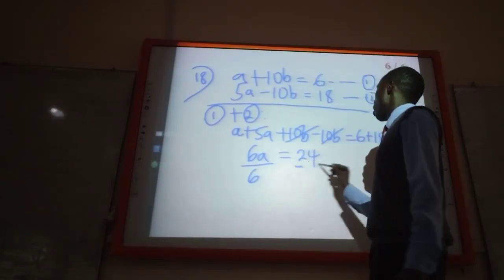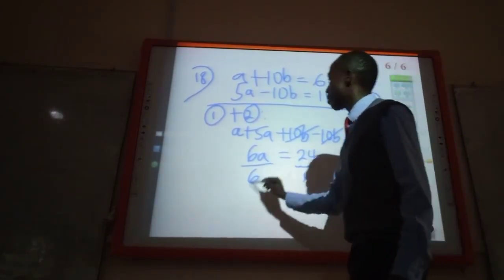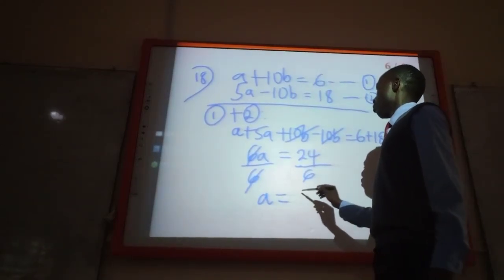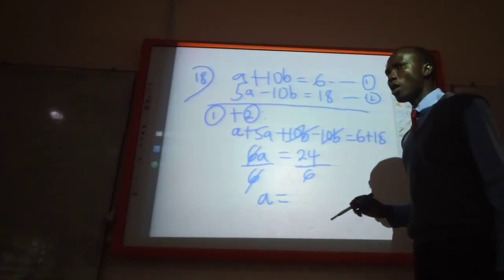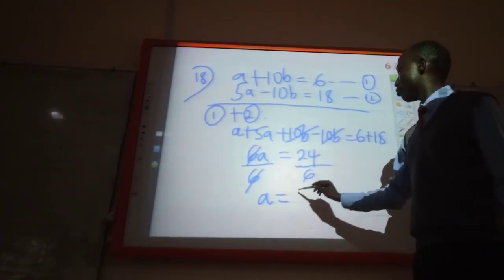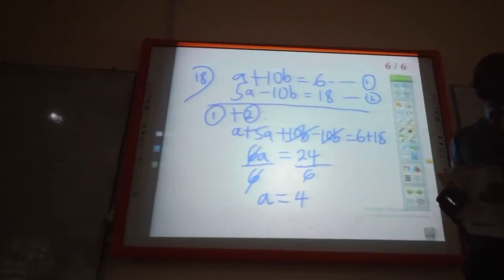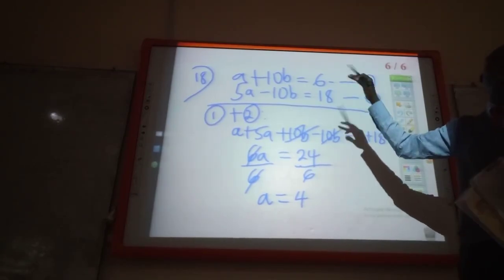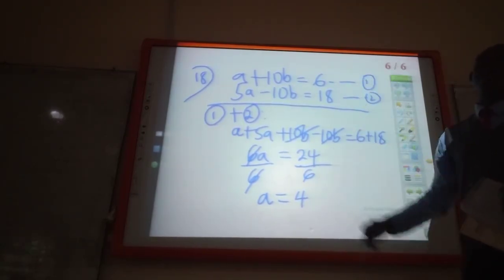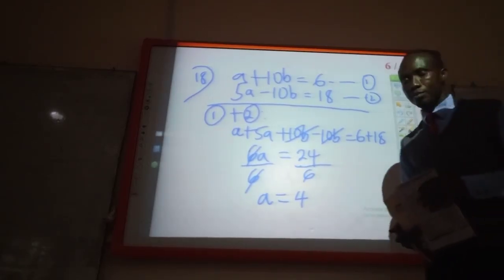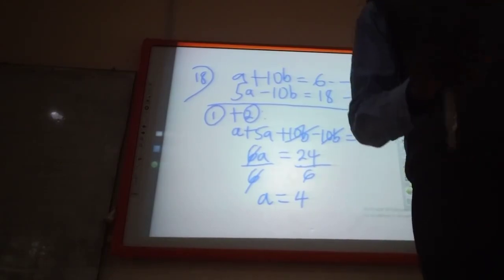The coefficient of A is 6, right? So A becomes 24 divided by 6, which is 4. Now, copy that fast, so I'll show you how we can substitute in any of the equations to get B. Yes. We copy that fast.